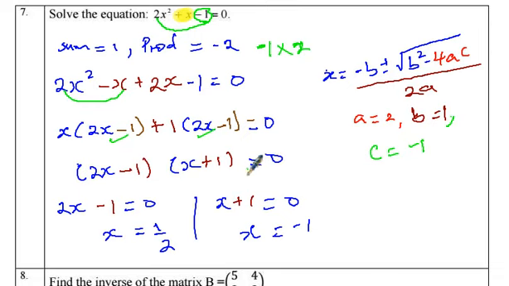And mathematically, whenever you are multiplying 2 numbers and you're getting a 0, that means either this number here is a 0 or this number here is a 0. That's what we use to solve from this step, and I'm sure you are able to get a half, and you're also able to get minus 1.